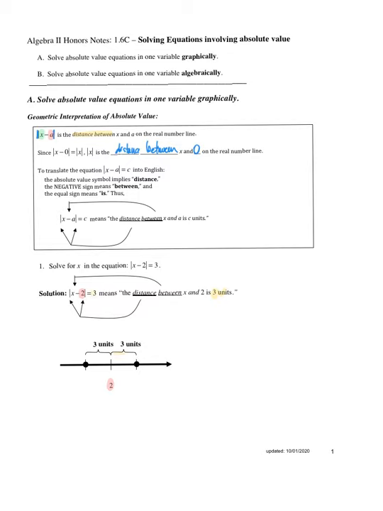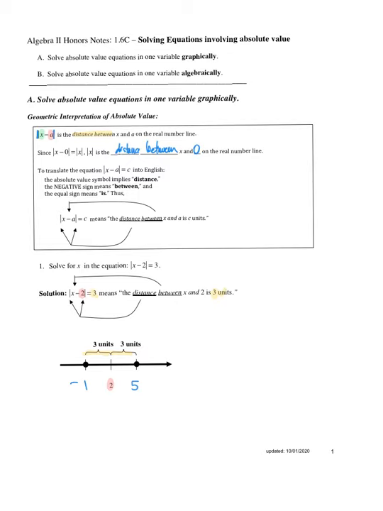So if I go 3 units this way, where am I? Add 3 to 2, and where am I? I'm at 5 on the number line. If I go 3 units the other direction on the number line away from 2, where am I? I'm at -1. So if I'm looking for the two values of x that make this statement true, if I go 3 units to the right, it is 5. And if I go 3 units to the left, it's -1.